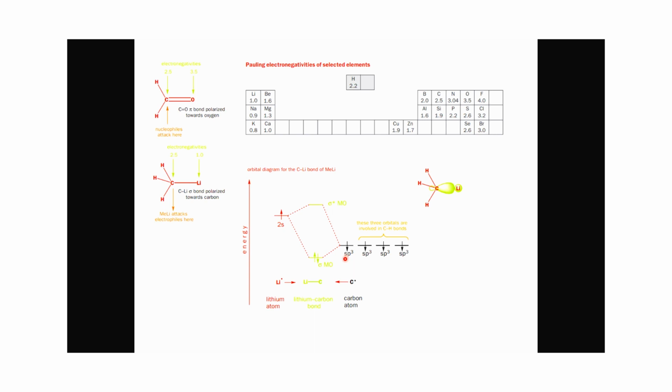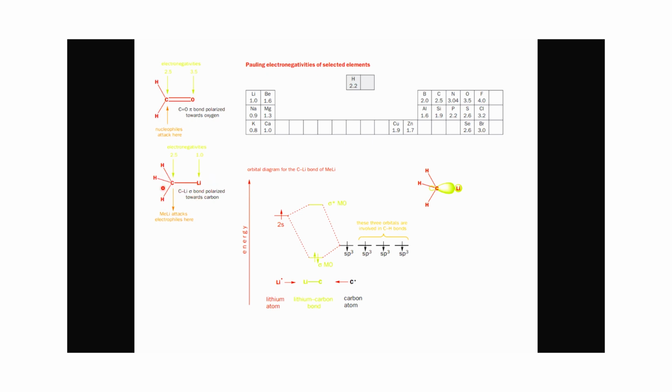Okay, that's all about their orbital diagram. So when there is an electropositive atom associated with carbon, this carbon is the nucleophilic center, and it will attack an electrophile. This is evolving from the difference in electronegativity.